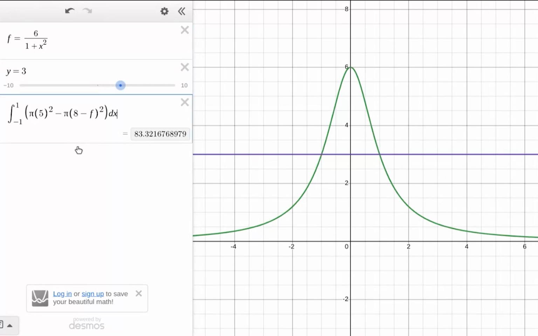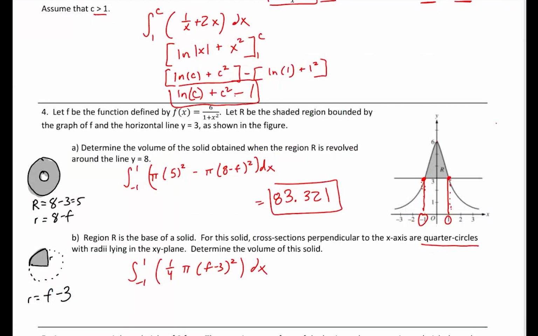So we got the integral, again, from negative 1 to 1. But in this case, we're going to have 1/4, because it's a quarter circle, of pi, and then r here is going to be f minus 3, pi r squared dx. So we get 6.067. All right, there's 4b.